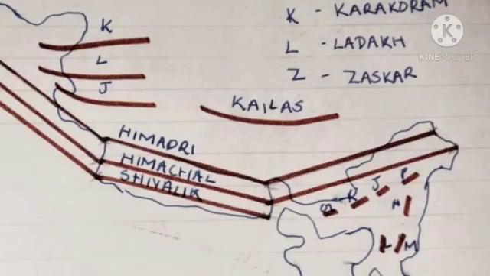Northernmost is Himadri or Great Himalaya, which contain the world's highest peaks. Middle Himalaya or Himachal lies to the south of Himadri. Many popular hill stations are situated here. For example, Shimla, Nainital, Dalhousie, Manali, Almora. The southernmost range is called the Shivaliks. It means Himalaya mountains are further divided into 3 ranges: Himadri, Himachal and Shivaliks.